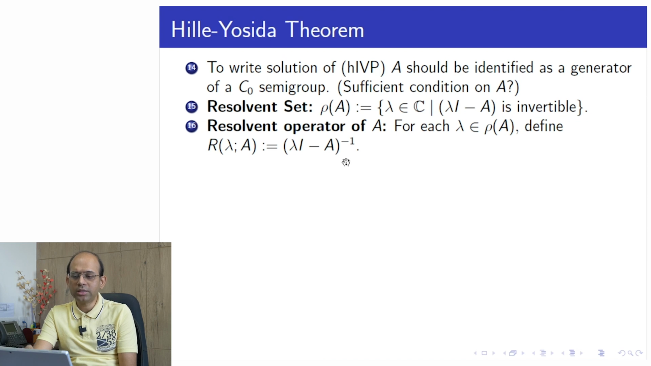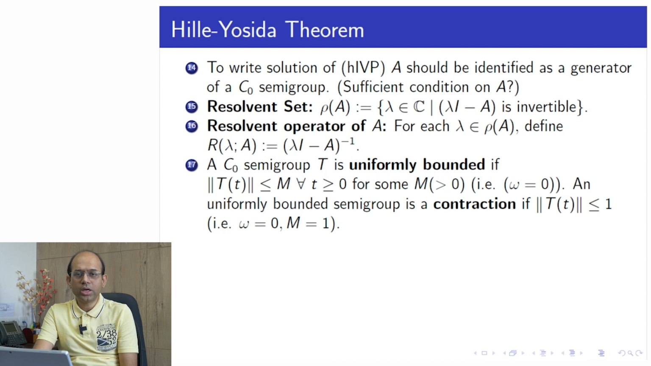So we define (lambda I minus A) inverse as capital R of lambda comma A. So this operator depends on lambda and A, so that dependence is clarified here by this argument lambda and A. Instead of writing this whole notation, we write down just R lambda A. Okay, so that is called the resolvent operator of A.